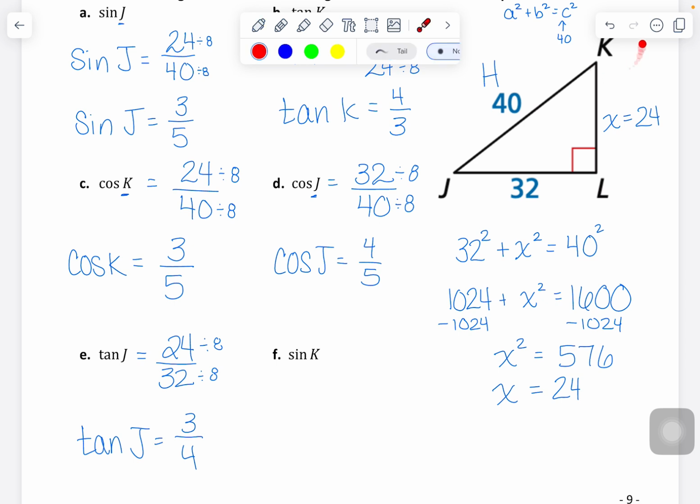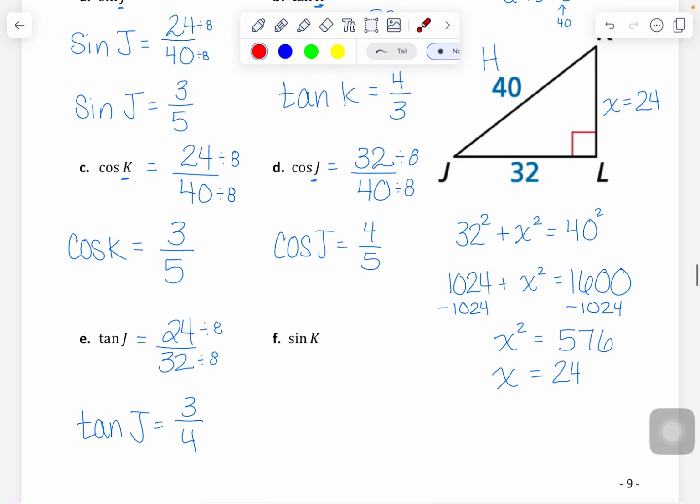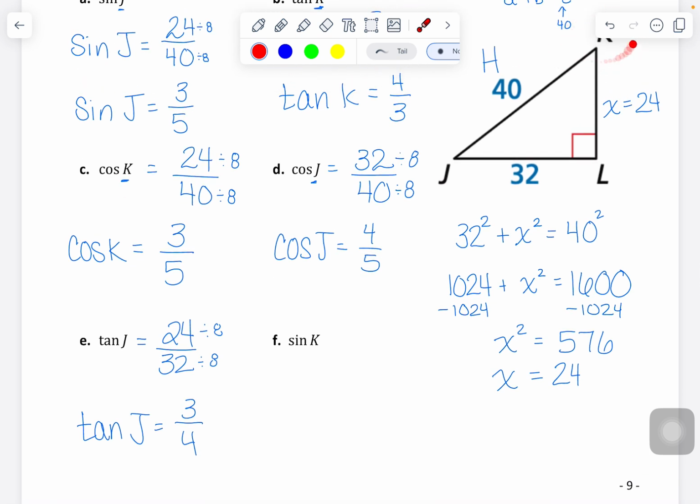Last but not least, sine of K. Sine is the SO part of SOHCAHTOA, S-O-H. So opposite of angle K is 32. And the hypotenuse is consistently 40 because the hypotenuse is never going to change. It's just opposite and adjacent that vary depending upon which angle you're working with. So sine of K is 4/5. So today's focus, making these fractions as well as simplifying them.